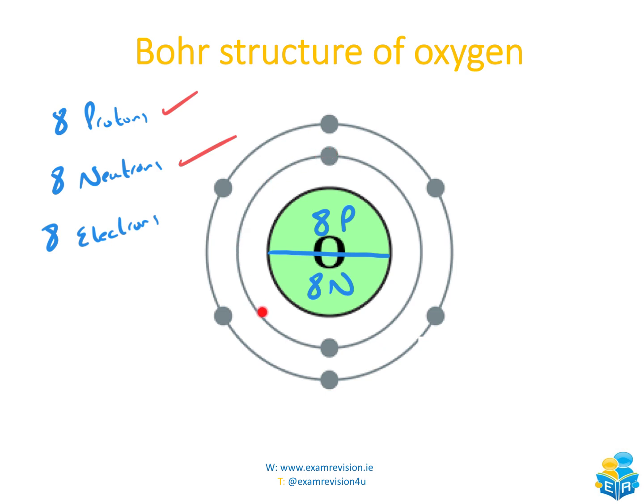Now on that first shell I'm only allowed to have 2, so there's the first electron, there's the second electron. You don't have to number them, I'm just showing where they come from. We've used 2, that shell is full. I have to move to the second shell for any subsequent ones until that shell is full, and then I can move to the third.